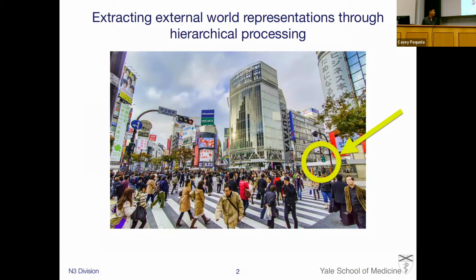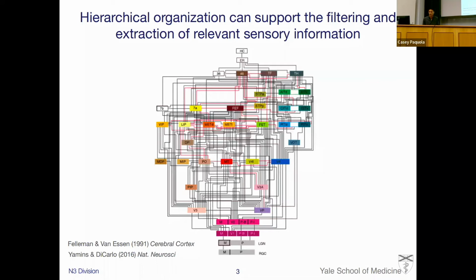Now, in general, it's thought that these processes of extracting sensory information are done through hierarchical processing. So this is a well-known diagram by Van Essen in 1991, in which they map out the structural connectivity hierarchy of the primate visual system. And then there's more recent work by Dan Yamins and Jim DiCarlo and others, which have shown that different levels of this hierarchy extract different levels of sensory representations.